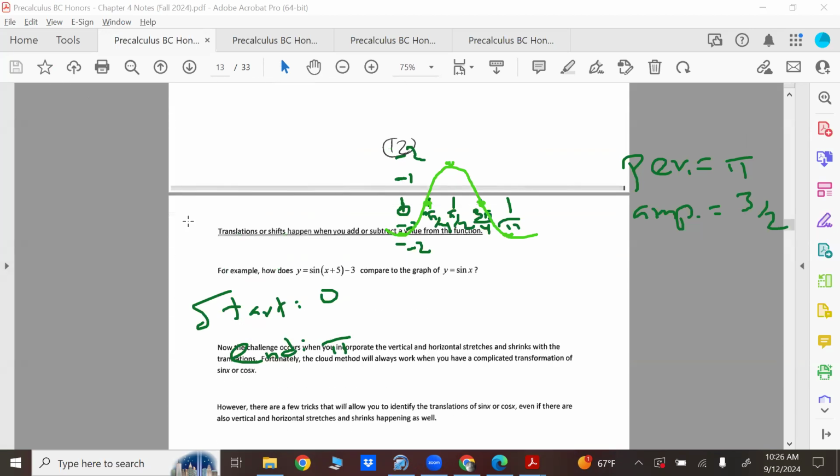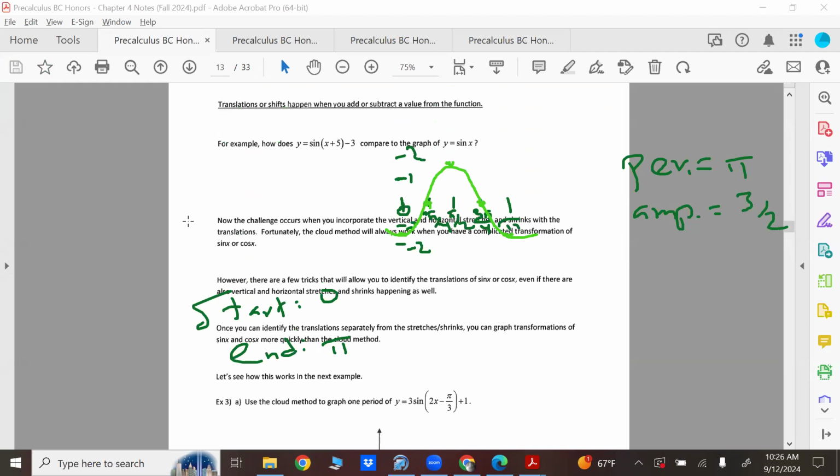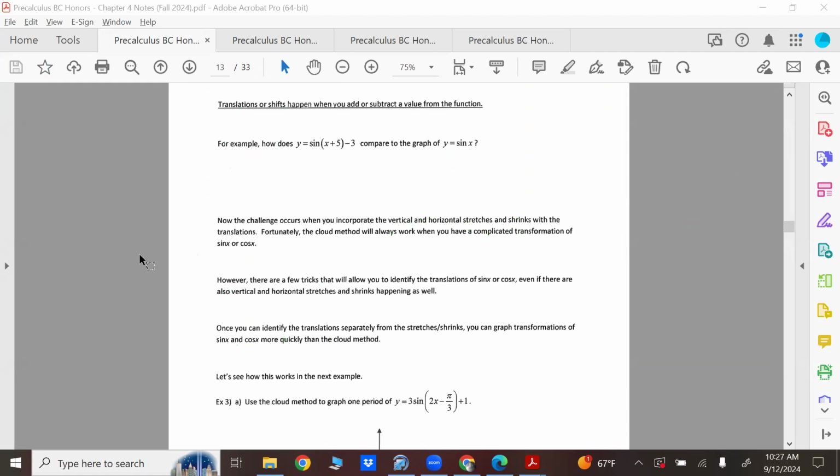All right. Okay, translations or shifts. What happens when you add or subtract a value from the function? So let's talk more about that. For example, how does this compare? Pretty obvious. 5 left and 3 down. Right? Does that make sense? 5 left, 3 down.